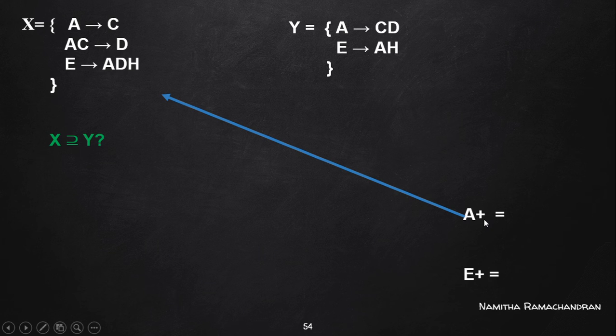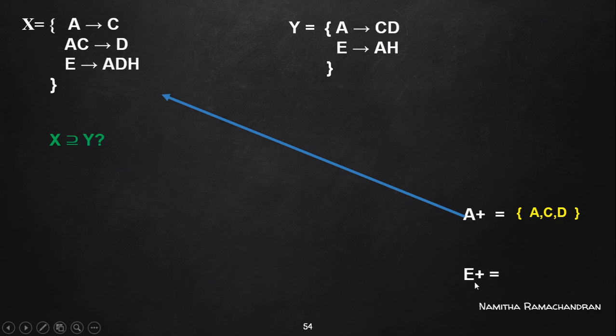Okay, so A closure means we can directly add A to our set. From the given dependencies of X, we can derive C, then using this AC, we can derive D also. Nothing else, nothing more exists. So this is the closure of A.